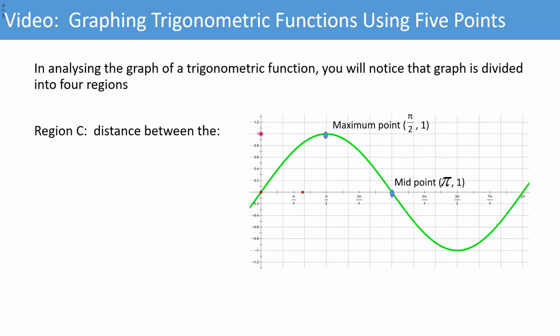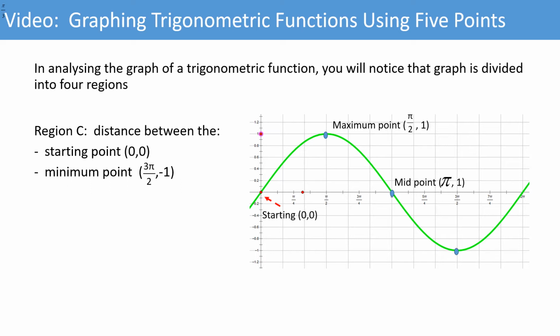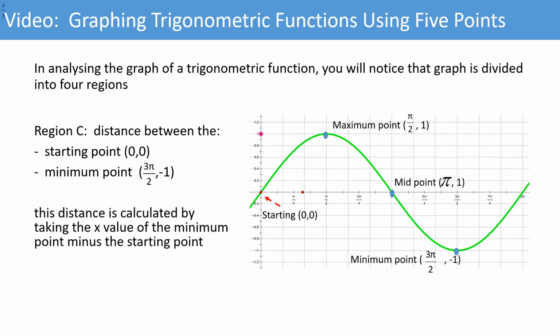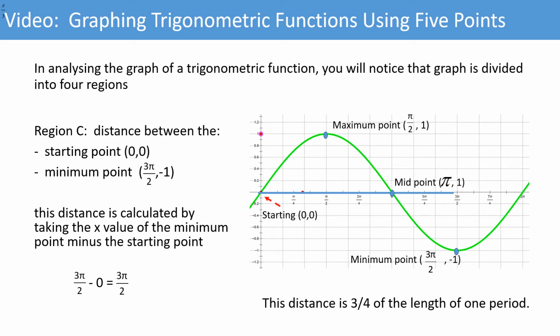Now, region C is the distance between the starting point, 0, 0, and the minimum point that occurs at 3 pi over 2, negative 1. The distance is calculated by taking the x value of the minimum point minus the starting point. 3 pi over 2 minus 0 is equal to 3 pi over 2. This distance is 3/4 of the length of one period.